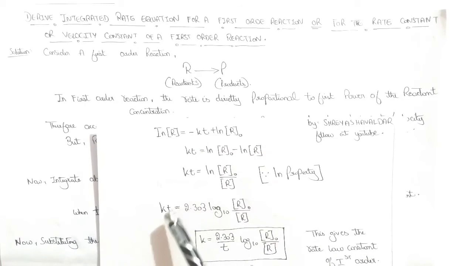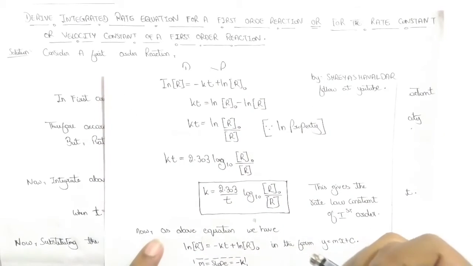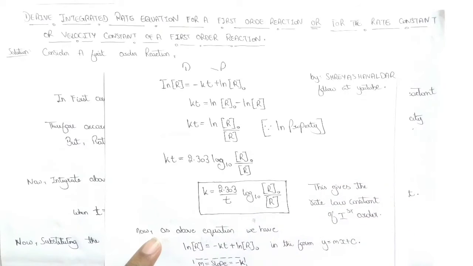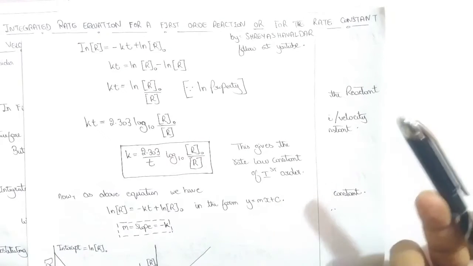Kt is equal to the given expression. Now take this t to the RHS: k is equal to 2.303 by t log to the base 10 of R0 by R. What we got is the constant, which is nothing but the rate law constant of a first order reaction, or the velocity constant.